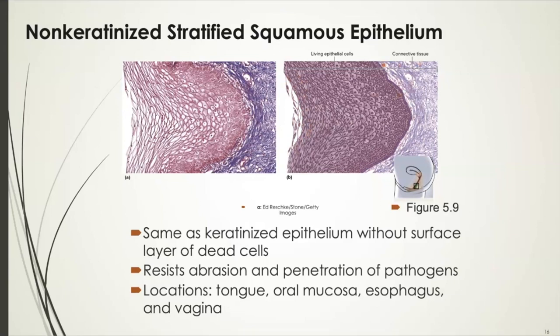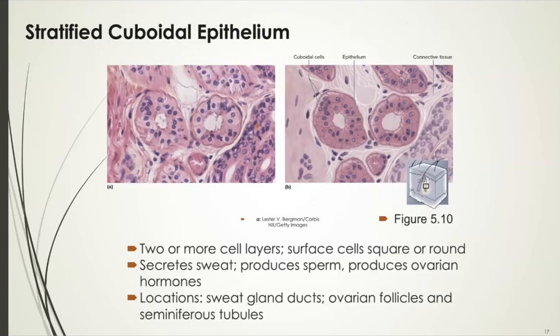And then you can see here the basement membrane, that is where the first layer is going to be connected. And then this is going to be the underlying adjacent connective tissue. So this is basically the picture drawing. This is the real microscopic view. So let's move on. The next is stratified cuboidal epithelium.